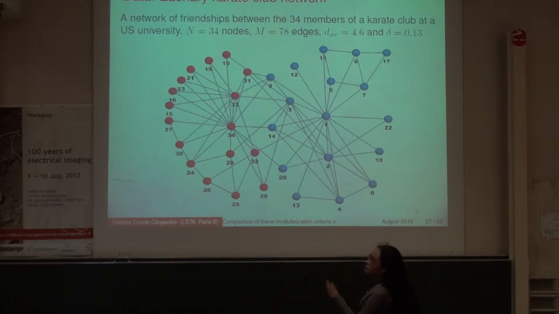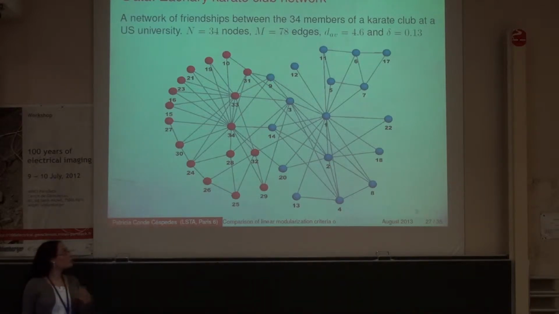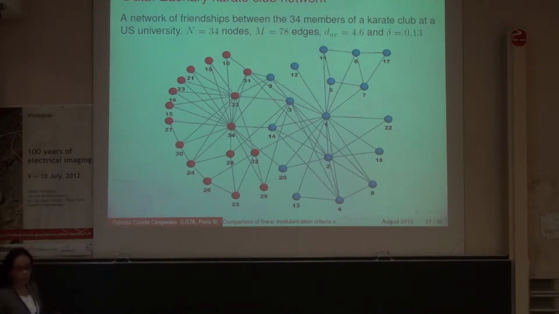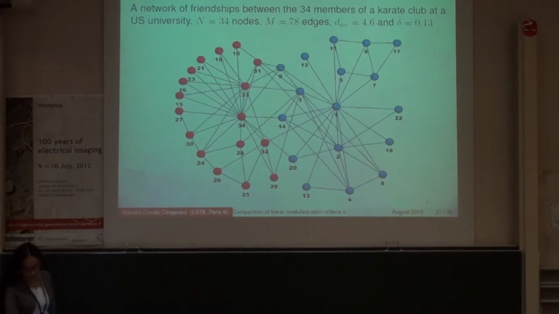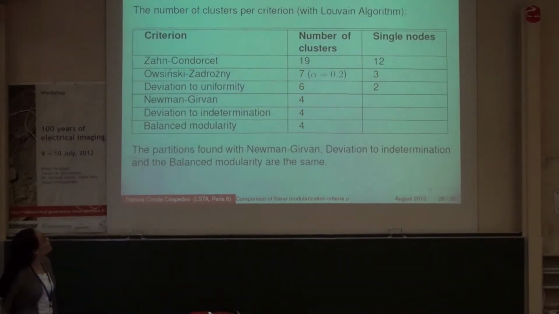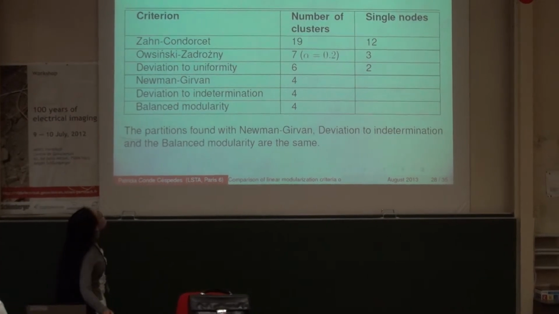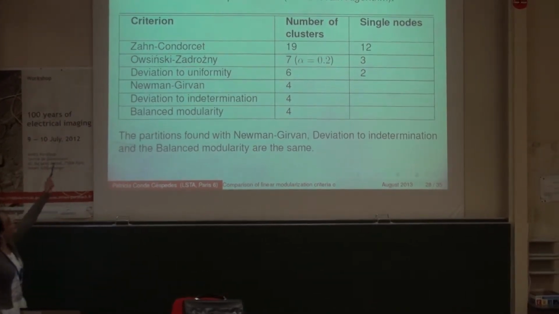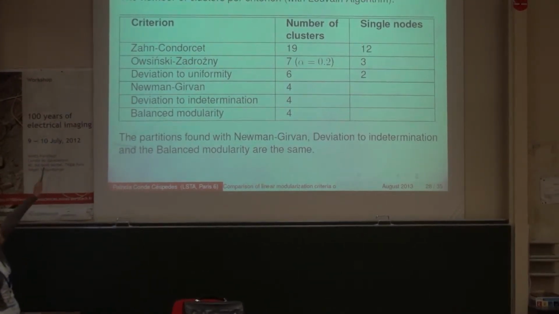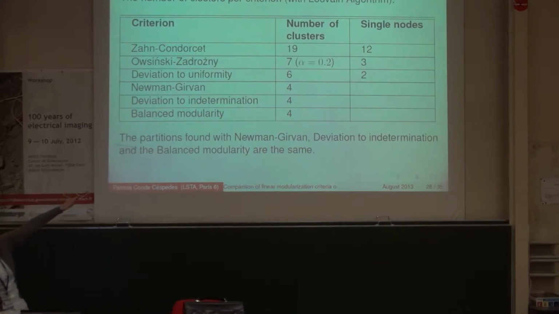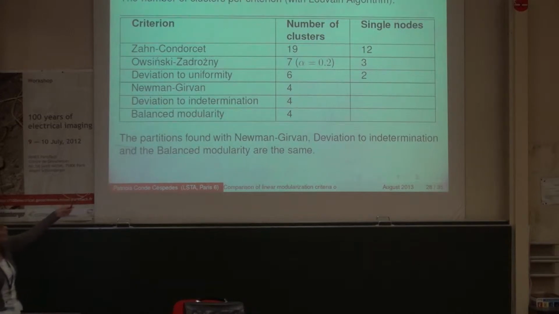So they separated into two clusters in real life, and in network analysis, we modularized that network in order to see if we can find the two clusters. Those are the results found. So here we have the check. We have each criterion and the number of clusters found with each criterion.